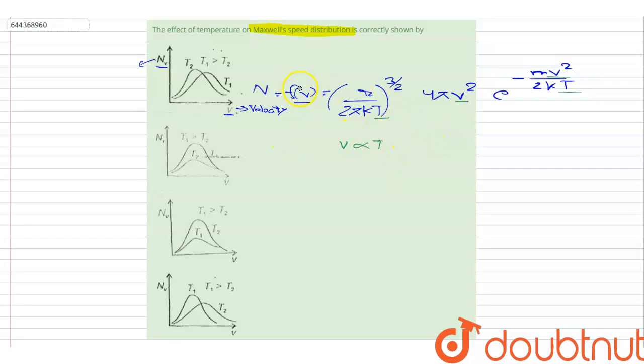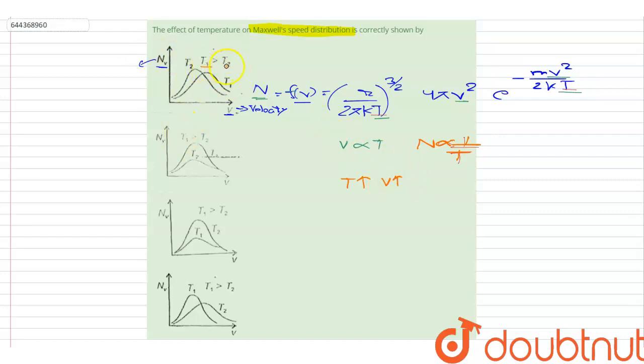Similarly, on the left hand side we have f(v), or as in the question it is mentioned as n, and on the right hand side we have T, and we can observe that the temperature is always inversely proportional. So what that basically means is, if temperature goes up, for the higher temperature there should be a higher velocity. So let's observe these graphs.